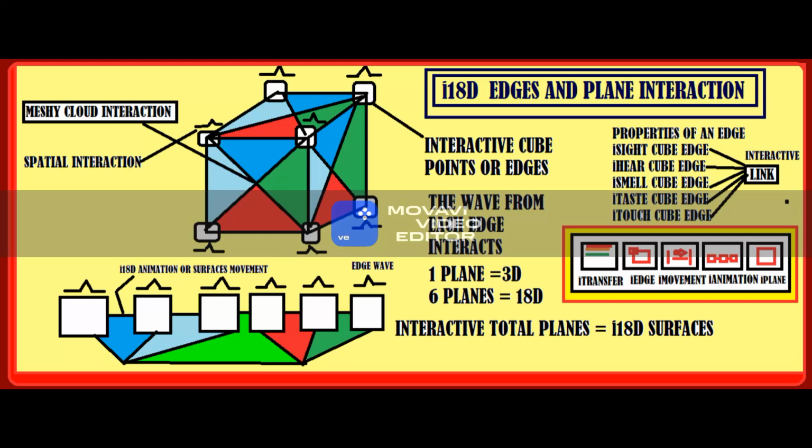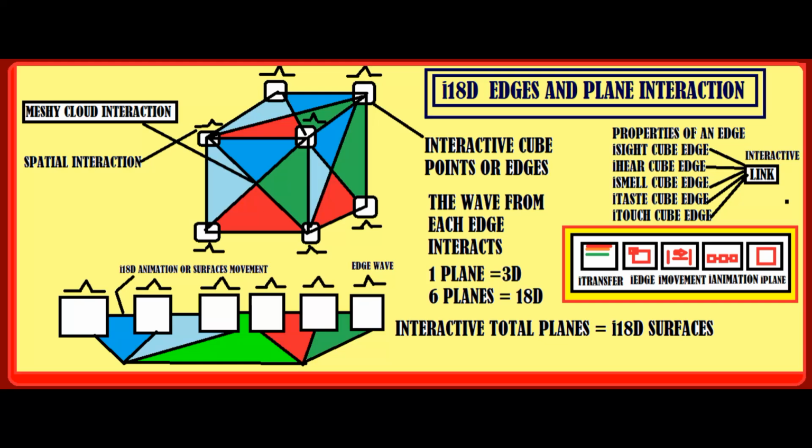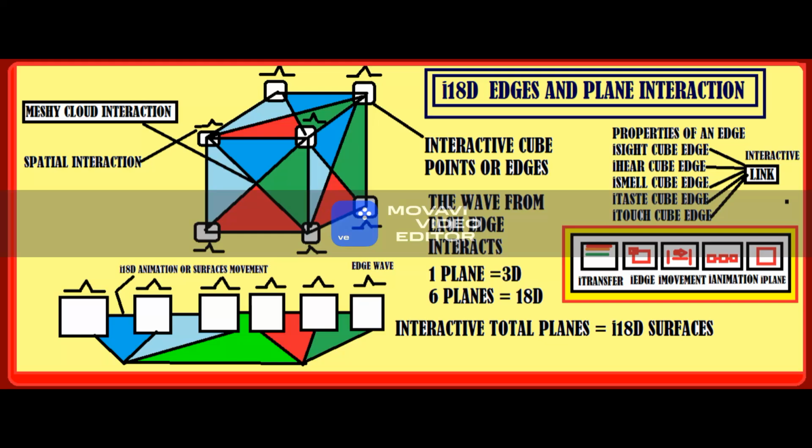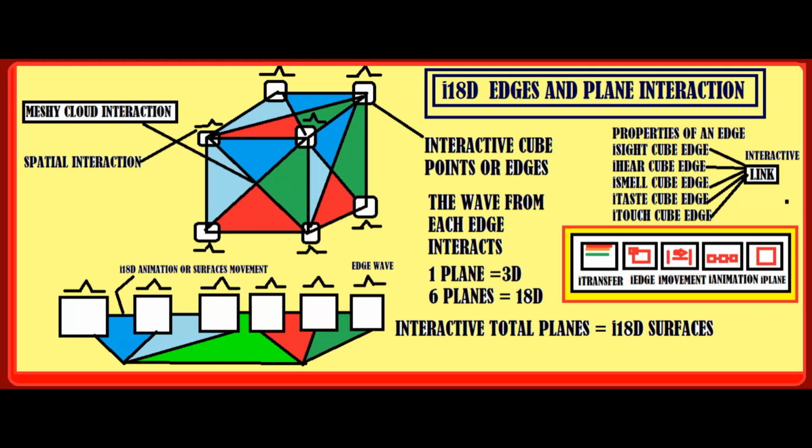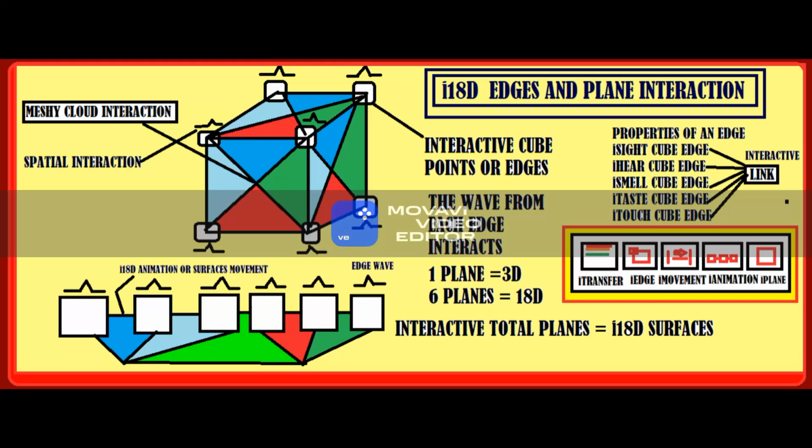From here to this place is one plane. But this one plane interacts with other planes. And these other planes actually have a compulsory edge attached to the new edges. So when we look into this, we can tell that one plane is equal to 3D. And then 6 planes is like a Ludo dice, like 6 planes is equal to 18D. That's 6 multiplied by 3. That's 18.